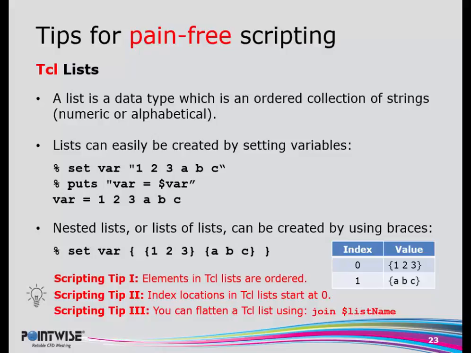Now, Tcl list indexes start at 0, so I can use a Tcl command called lindex of 0 for this variable. And if I do that, it will return me this first list. An lindex of 1 will actually return this second list. Okay. So you can build up these nested lists to contain more data. And if you want to flatten a list, you can use the join command to do so.